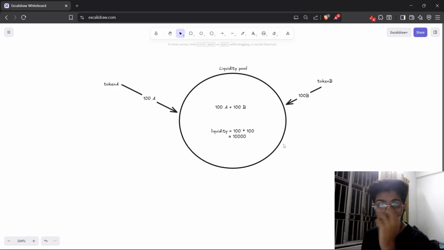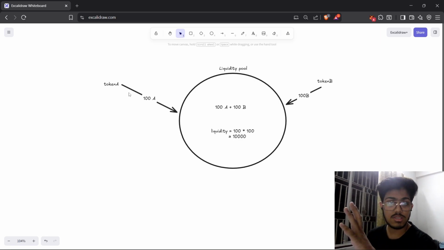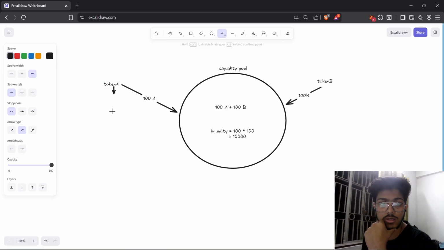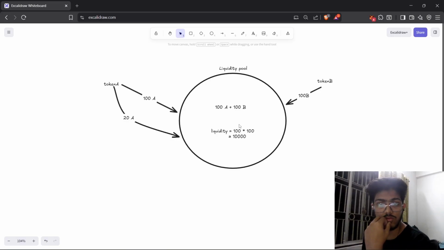Now what happens is, suppose this token A guy decides to put 20 more tokens in this pool. He decides to put 20 more tokens in this pool. So what will happen is, in return for these 20 token A, he'll get something back. What? He'll get back token B.